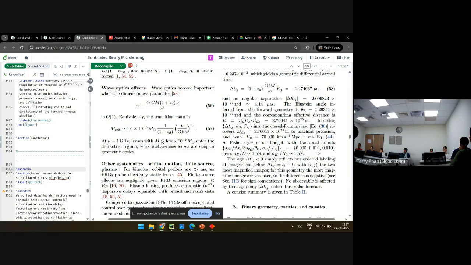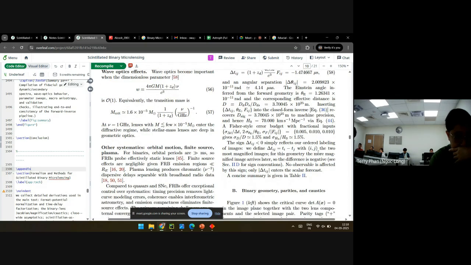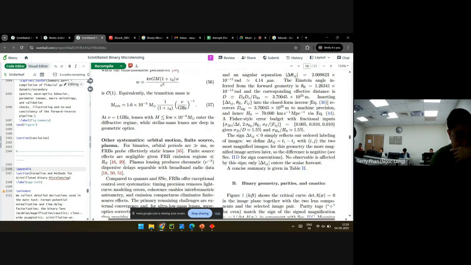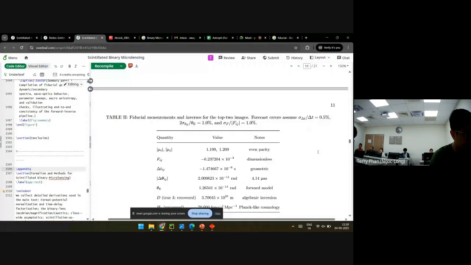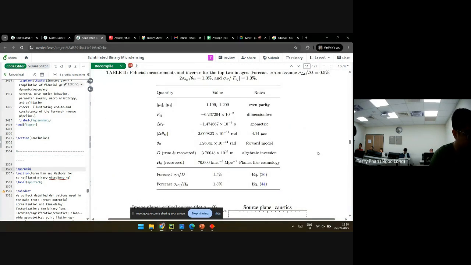So you put some example number in it? Yes, I simulated a sample FRB, a toy model. And so mu, i, and j are the images. Lens, single element.